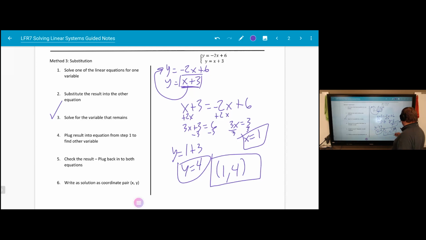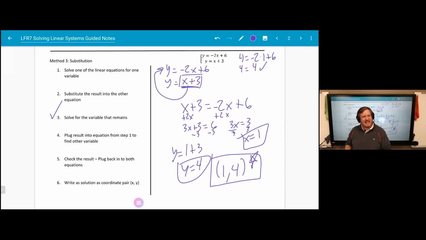That is amazing. And to check if you're right, you can plug them back into the original equations. Does 4 equal 1 plus 3? Yes. For this first one, does 4 equal negative 2 times 1 plus 6? Well, this is negative 2 plus 6. That is 4. 4 equals 4, and that's true. Fantastic. Oh, I love substitution. It just makes me so happy.